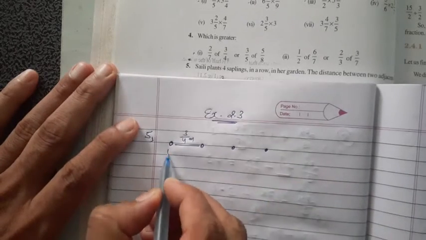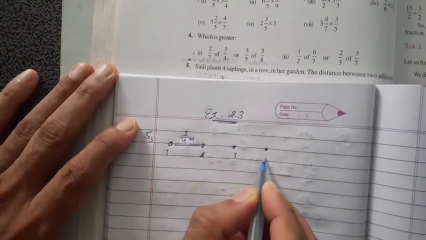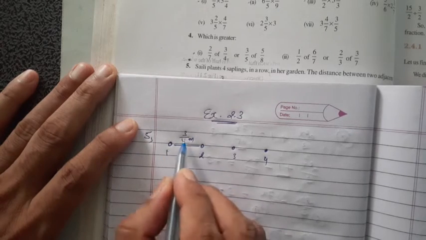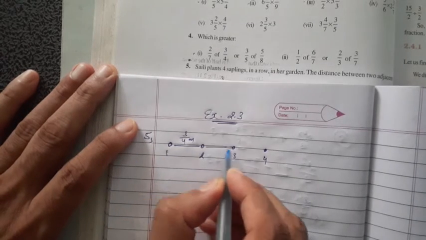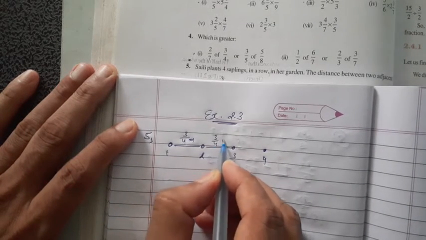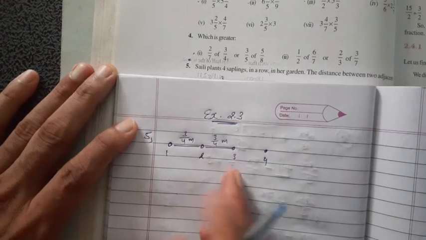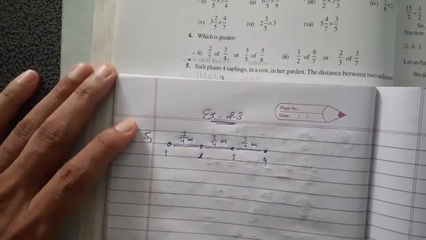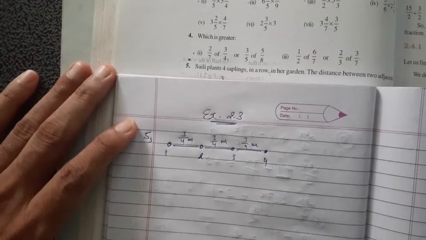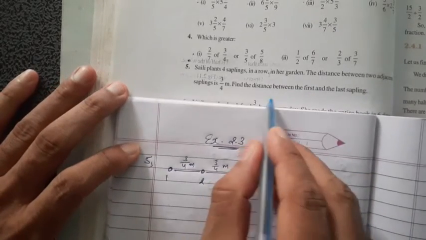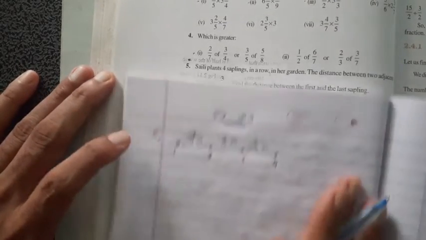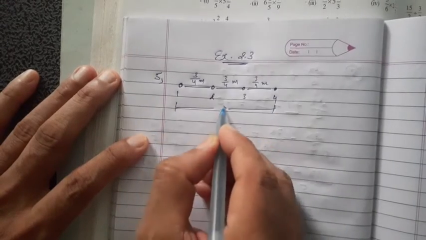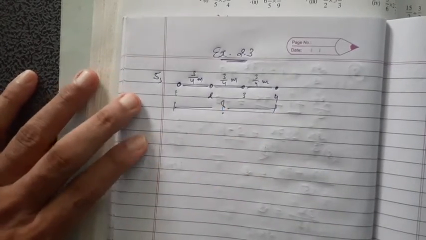Distance between 1, 2 and 3, 4 saplings. Distance between 1 and 2 is 3/4, between 3 and 4 is also 3/4, and between 2 and 3 is also 3/4 meter. Okay, so you just find the distance between the first and last sapling, means the distance between 1 and 4 equal to how much.